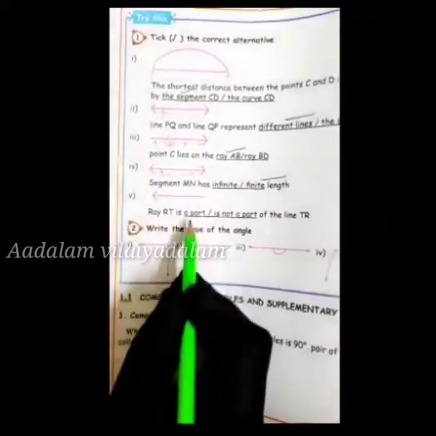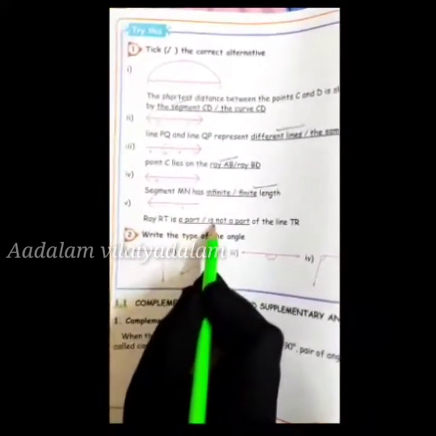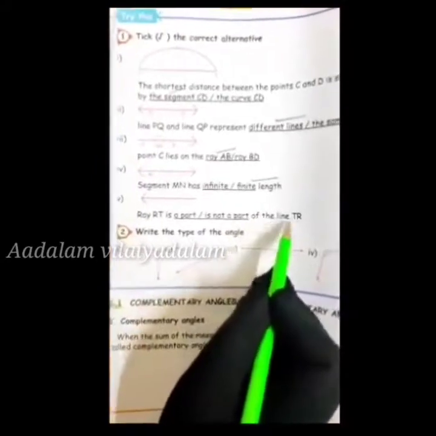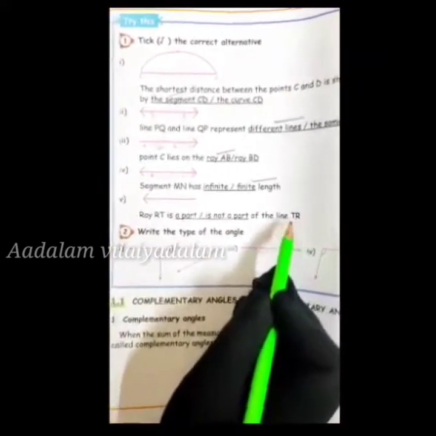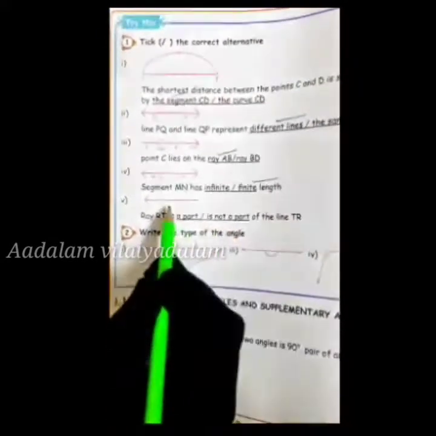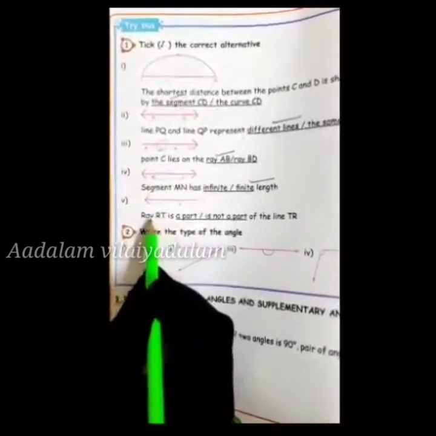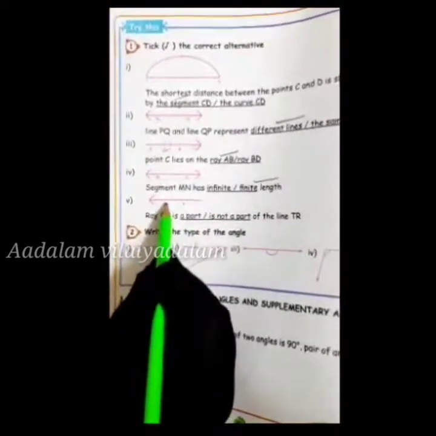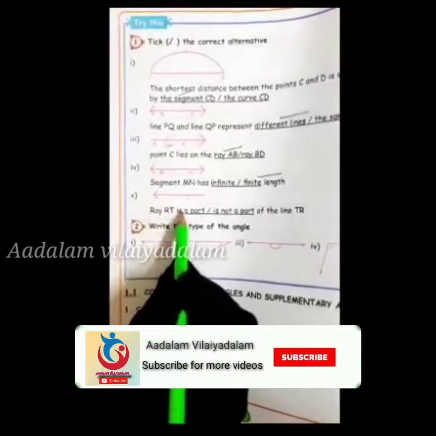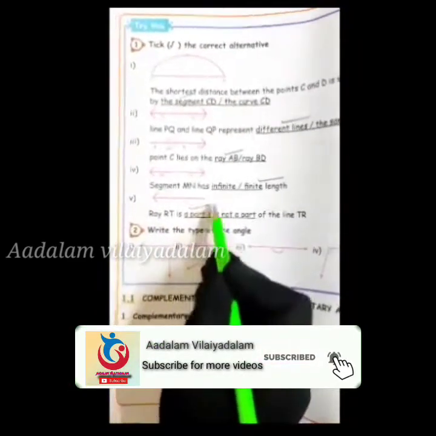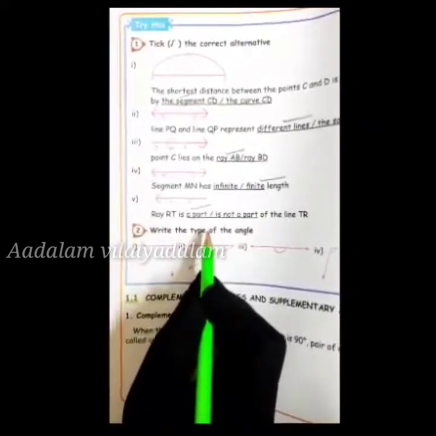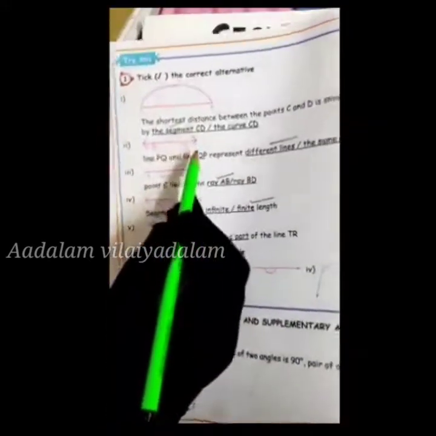Now the last one: ray RT is a part or is not a part of the line TR. Yes, it is a part of the line TR. So ray RT or TR, it is a part. So yes children, okay children, I hope you understand all this exercise.